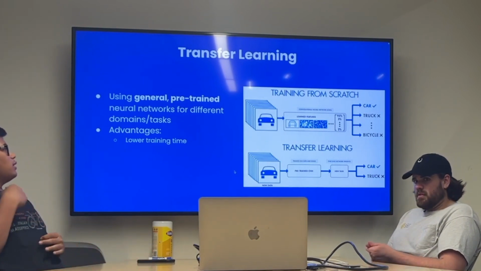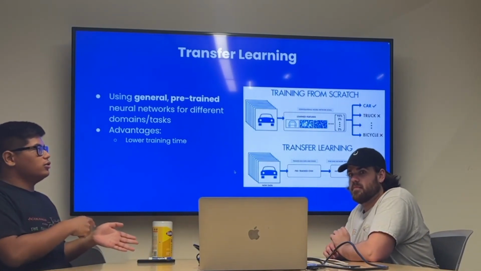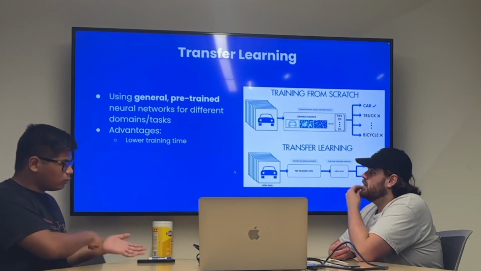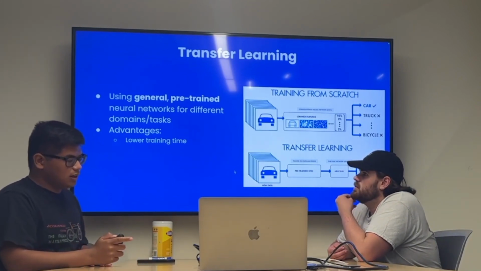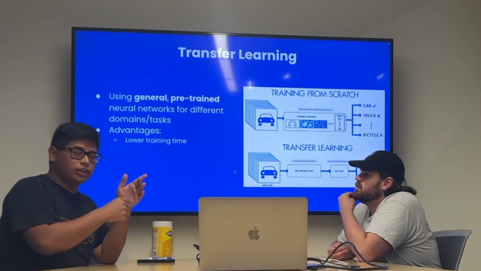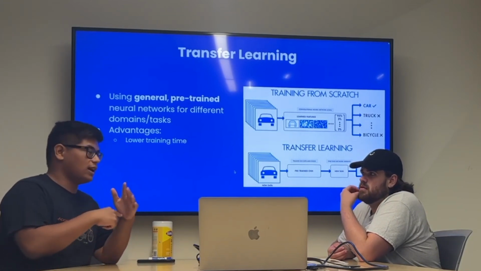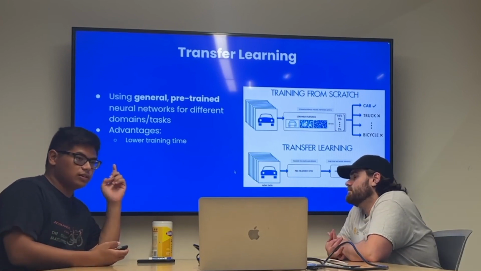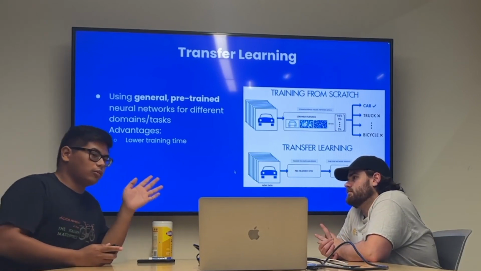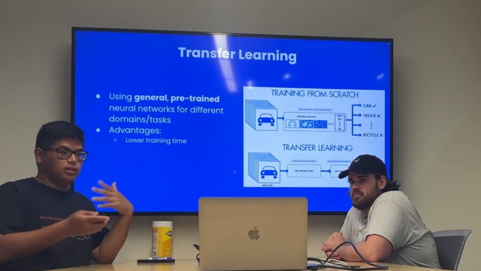Because you're not training from scratch and you're using a pre-trained network, the only thing you have to change is the part of the neural network that you use for your specific task. That means there are fewer parameters to train, because the pre-trained neural network has been fully trained. So this results in a lower training time.